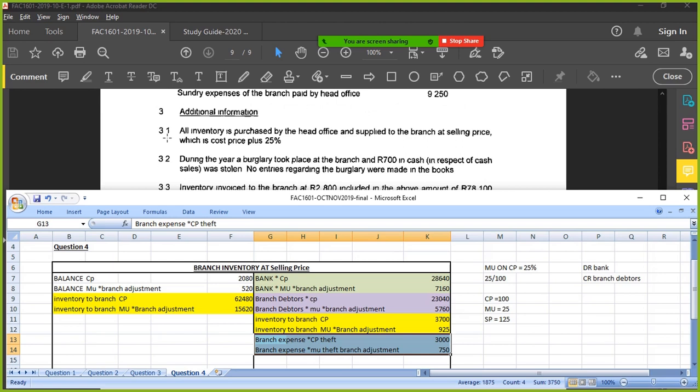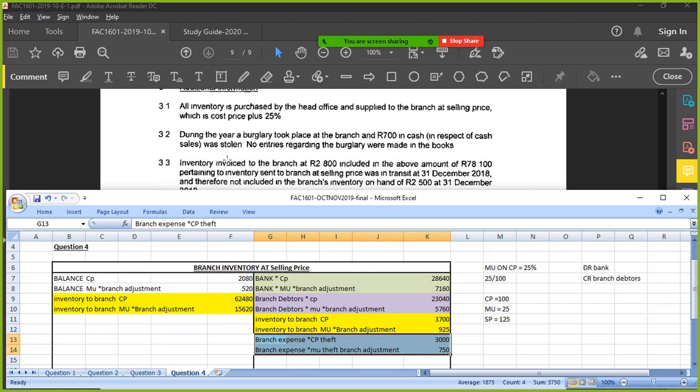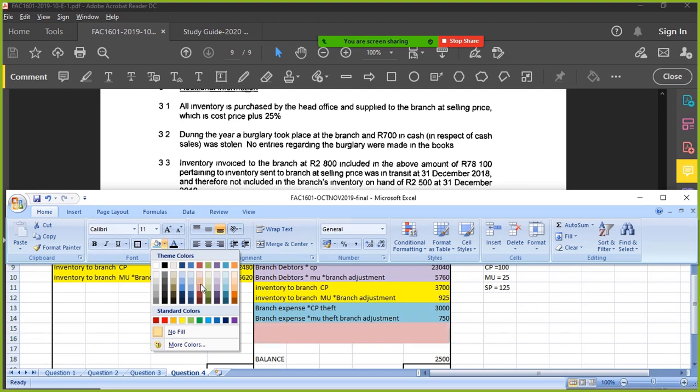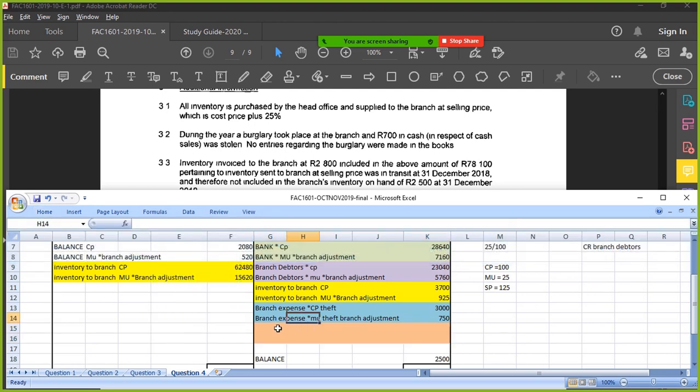All right, 3.1. All inventory is purchased by head office and supplied. We read that. That's fine. 3.2. During the year, a burglary took place. Here's that burglary story. So when I have cash that was stolen from sales, we spoke about it earlier. It looks like they tested it here as well. Let's use a different color.